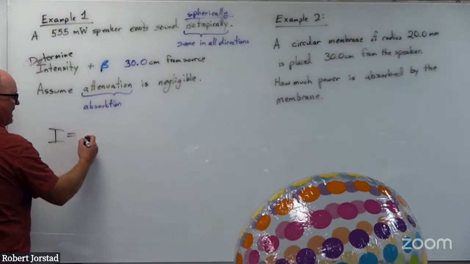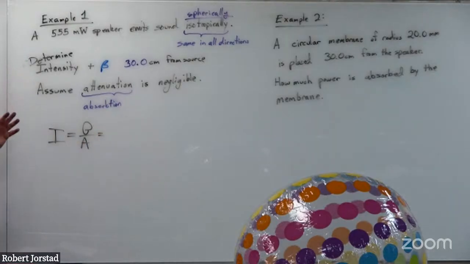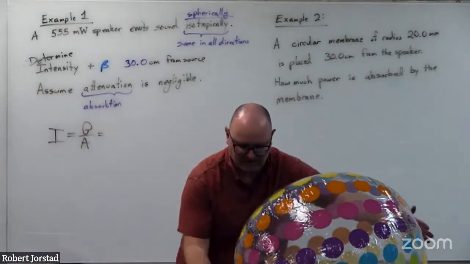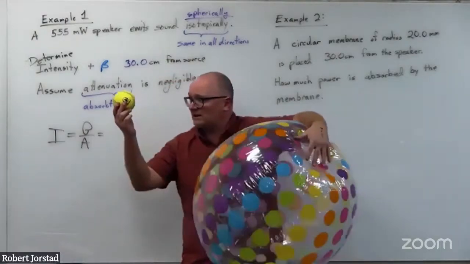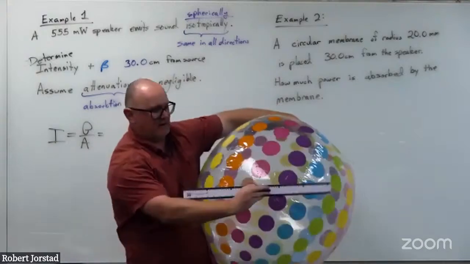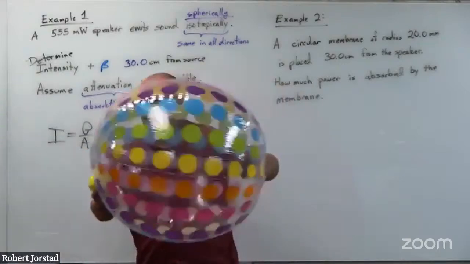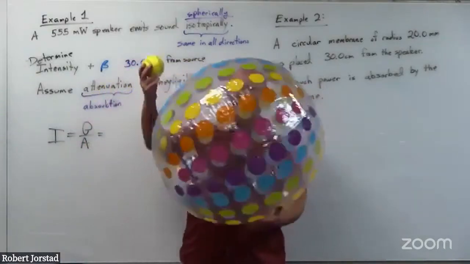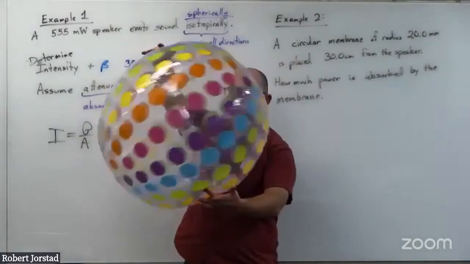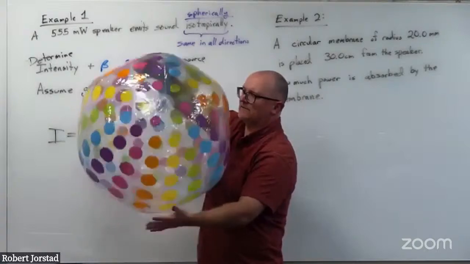Intensity, IPA. Okay, so let's think about this. It's emitting the sound. Oh, well, I guess that's why I got these beach balls out, right? The sound emits spherically, so it's heading out all over the place. And this thing right here, this is a 60 centimeter ruler. So you can see that's about the right size of this ball here. So what I'm saying is the sound is emitted here. Imagine this baseball is right in the middle of this beach ball. And in that case, what is the intensity at the surface of this beach ball?